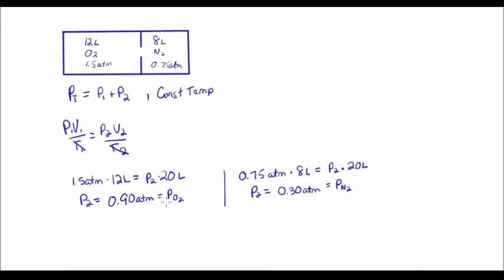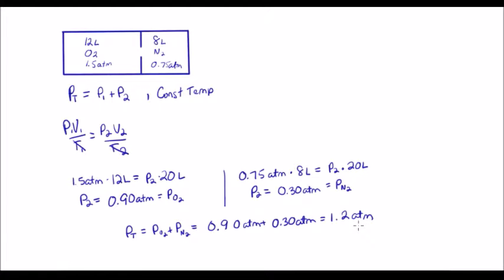So now that I have the partial pressure of each individual one, I can just add those two together and say total pressure equals the pressure of my oxygen plus the pressure of my nitrogen. And that's going to be 1.2 plus 0.30. Whoops. Getting ahead of myself. 0.90 plus 0.30. It's going to be a total of 1.2 atmospheres.